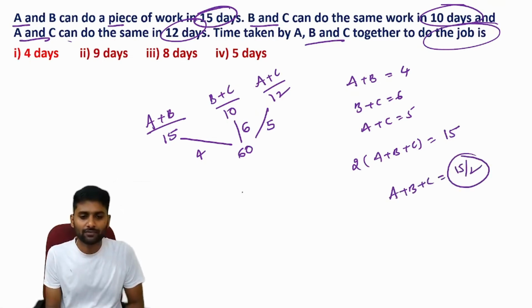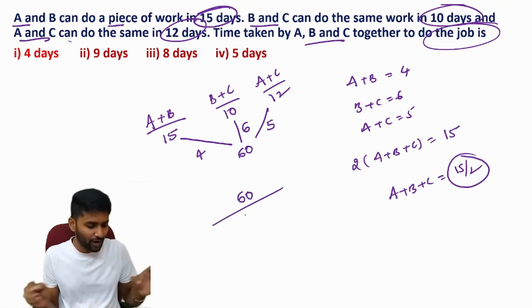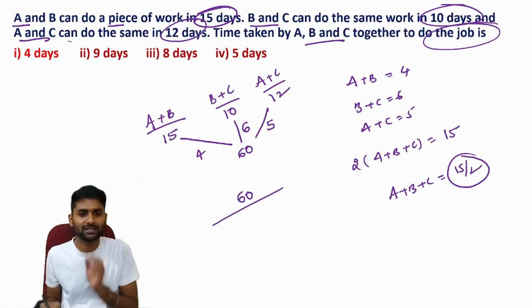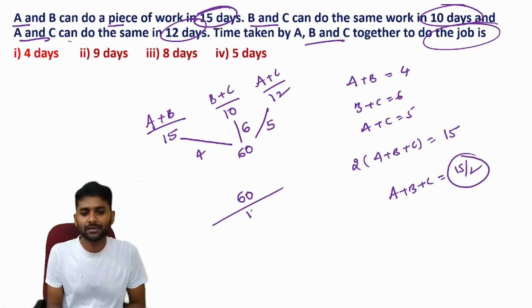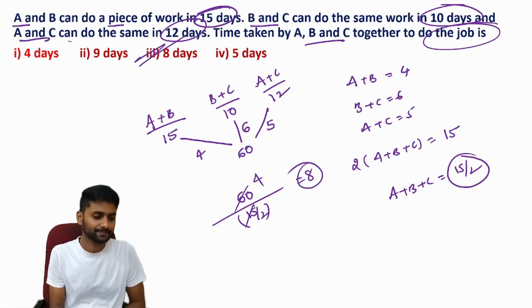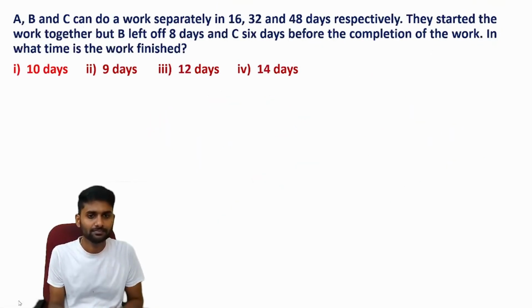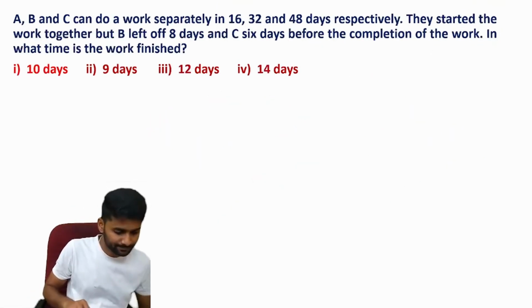Now here the question: all the 60 units, if you assign A, B, C together, how much time does it take? A, B, C together complete 15 by 2 units per day. To complete the whole work, it takes exactly 8 days. Try this question.